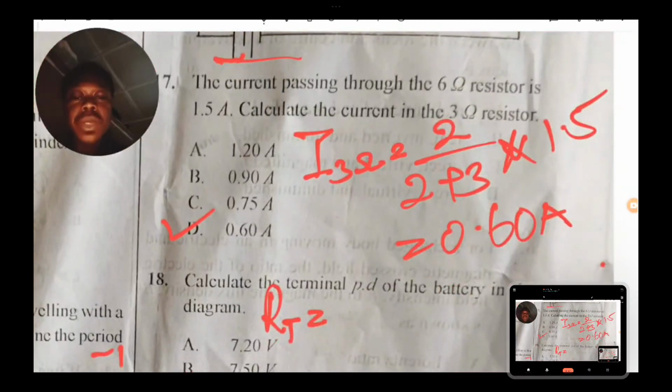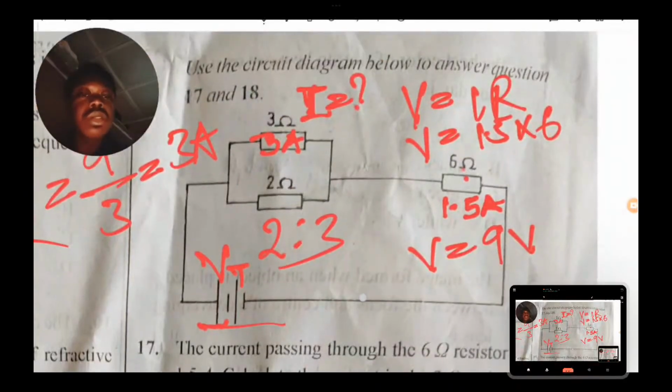Then calculate the terminal PD of the battery in the diagram. We know that for us to find the terminal PD, we need to find our total resistance in the circuit. So RT will now equal what? Look at the circuit. 2 parallel 3 plus what? 6. 2 parallel 3 plus 6. That is what we're having.